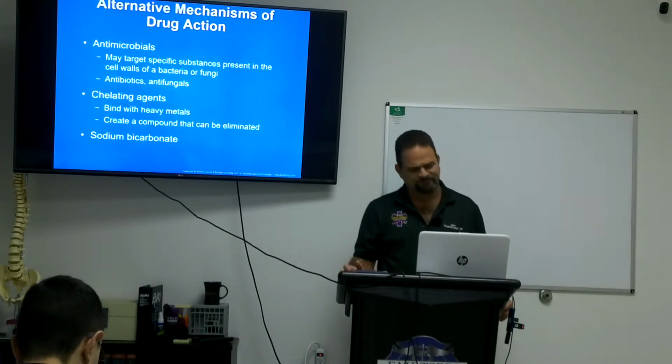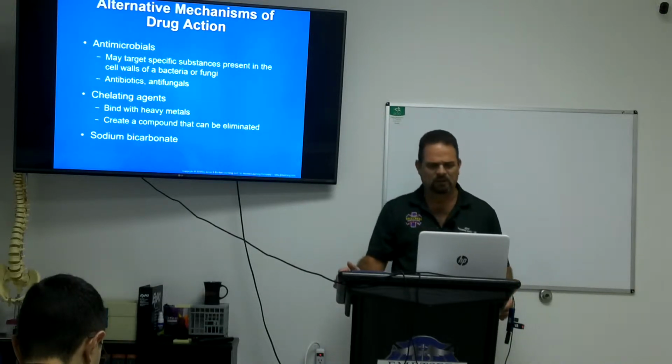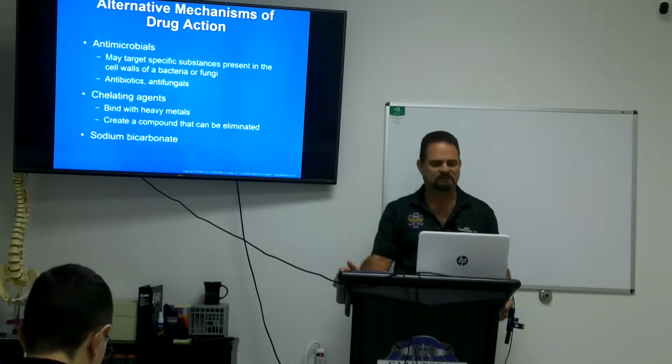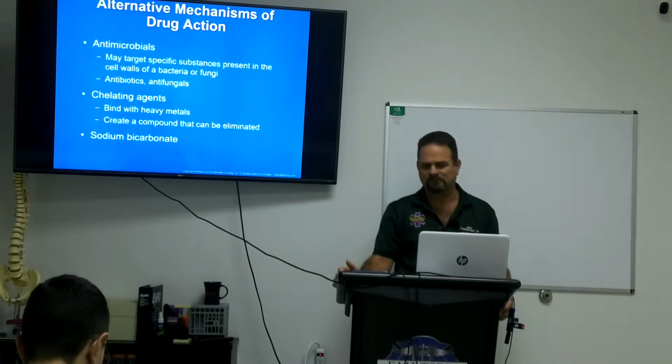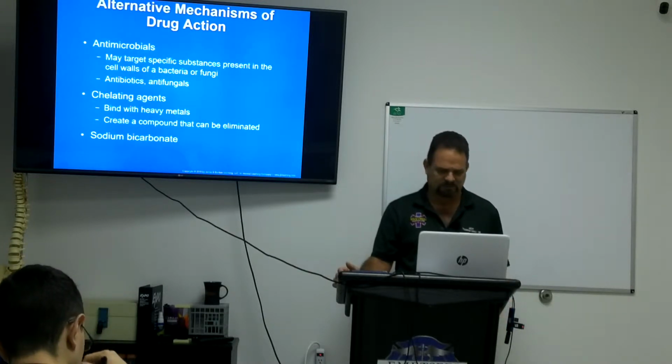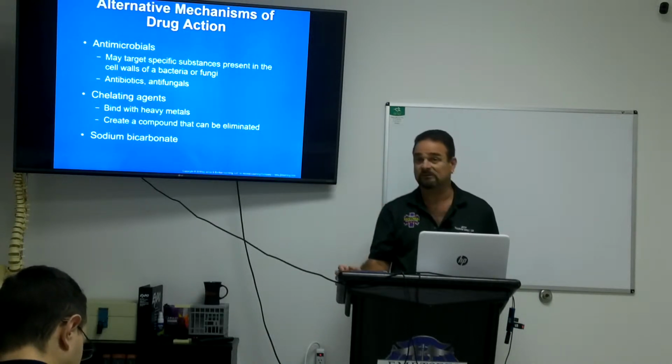All right, so targeting of specific substances present in the cell walls of a bacteria or fungi, such as antibiotics and also antifungals. Then we have chelating agents. They bind with heavy metals, such as lead, mercury, and arsenic. They create a compound that can be eliminated usually through the body's natural processes.